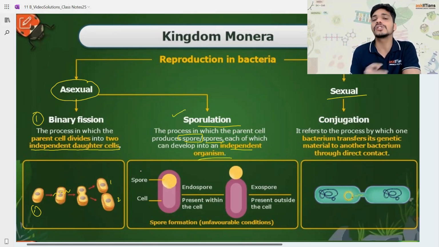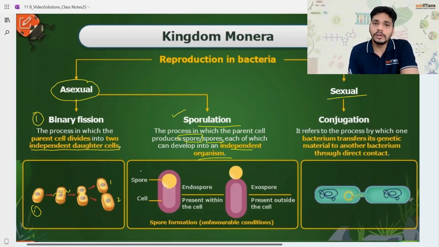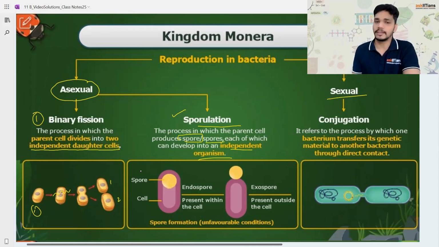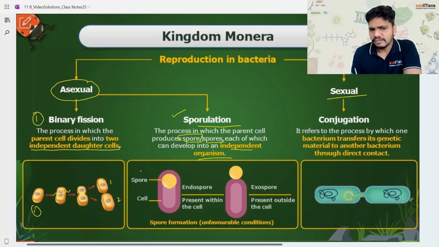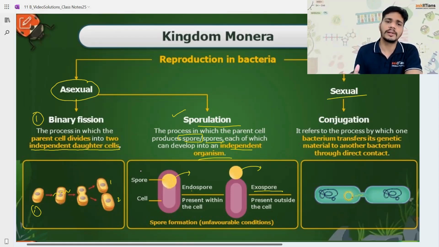That is called sporulation. The process in which the parent cell produces the spore or spores, and that spore, whenever it gets a viable, suitable environment, grows into an independent organism. Like this, a cell produces a spore. Okay, this is the endospore, that is inside the cell, present within the cell. If there is an exospore, it is outside the cell. That spore will detach from the parent cell whenever it finds the viable condition.